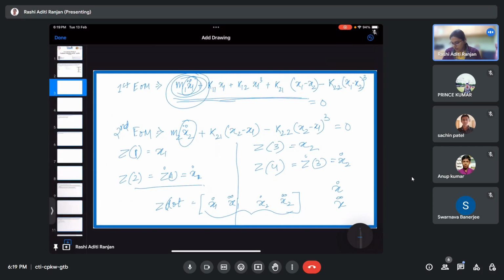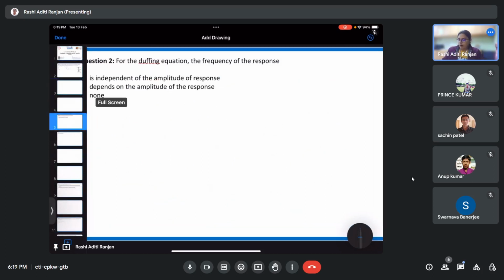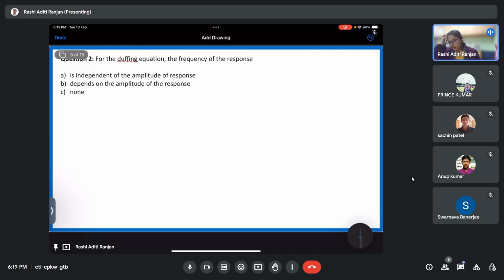I'll go to the second question. For the Duffing equation, the frequency of the response is independent of the amplitude of response, depends on the amplitude of response, or none. Okay, so firstly, what is a Duffing equation? I'll write the Duffing equation as x double dot plus omega naught square x plus alpha 2 x square plus alpha 3 x cube equals 0. Okay, this is simply an equation of motion of a spring mass system with spring force as a nonlinear function. So this is how it is going to look.